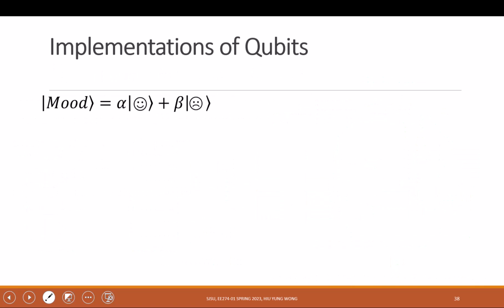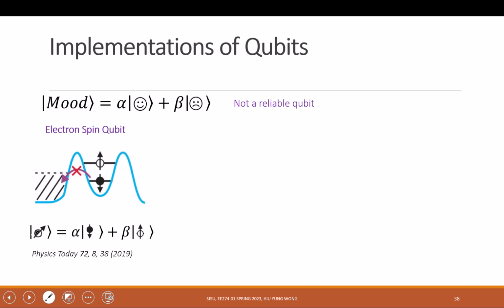How do we implement the qubit? It can be a linear combination of happy and sad, right? In principle, but that's not a reliable one. Now, what we can do is, for example, we form a quantum well, and then we have some levels, and then the electron can be spin up and spin down. These are the basis states. And then this electron can go into a superposition of these two states. Okay? And that is a general state.